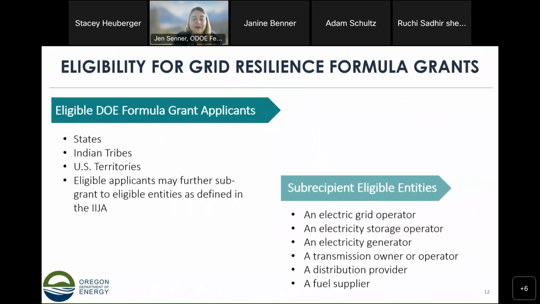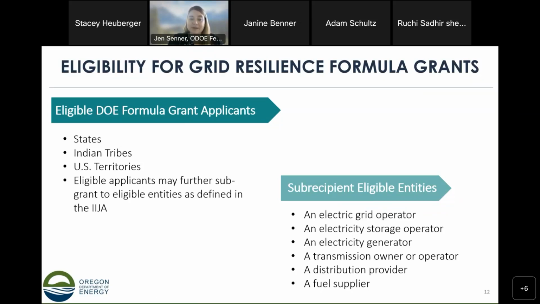So how this works in context is there's really a two-step process. States, tribes, and territories will be able to apply to the federal U.S. Department of Energy to receive funds. And under the intent of those funds, states in particular have to propose methods and criteria under which we will invest these dollars to further the goals of the program. And we'll do that through a grant-making program to eligible entities. And so as a state, we'll be making grants to the eligible entities that will be described a little bit.